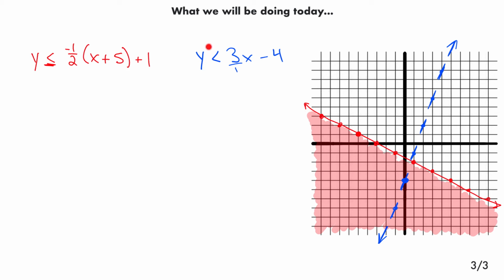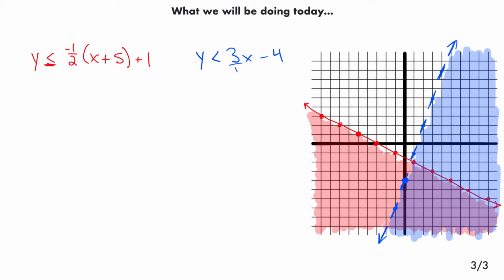This problem says that y is smaller than the line. Y will be smaller than the line below it, so I'm going to shade below the line. So this blue shaded region is the answer to just the blue line. The red shaded region is the answer to just the red line. If you have a system of inequalities, you have to have a shaded region that they both have in common.